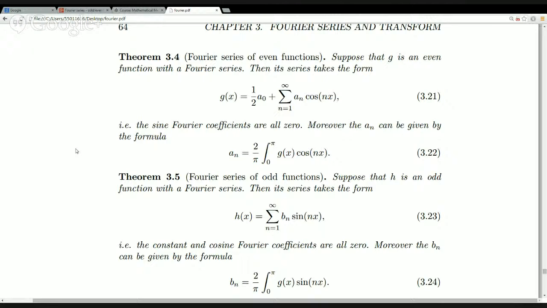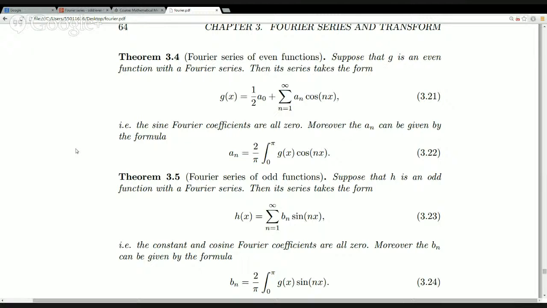It says the related thing is the same. If h is odd, then the product h of x cosine of nx is again odd, but h of x sine nx is even. It's two odd functions, and the product of two odd functions is an even function.